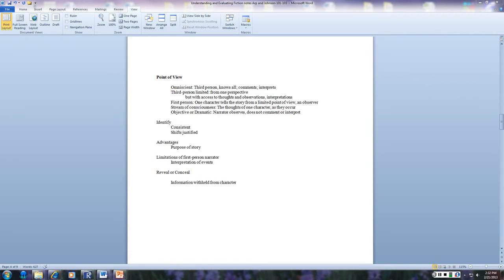We want to identify the point of view and we want to consider whether or not it's consistent. Is it the same all the way through? And if it's not the same, are the shifts justified? Do they make sense and are they plausible? What advantages are there to this point of view based on the purpose of the story?